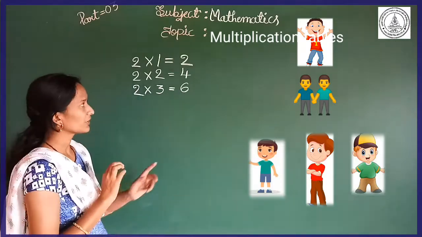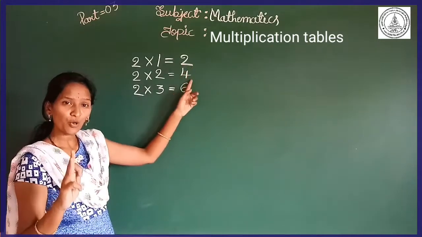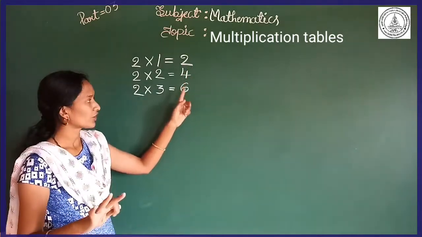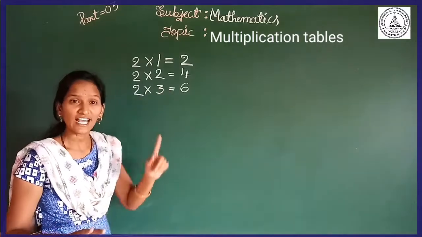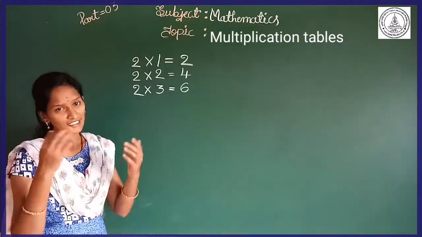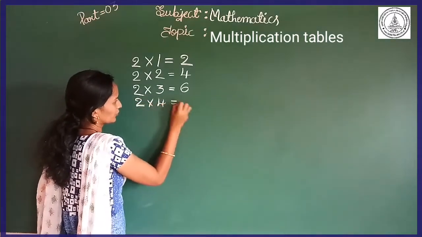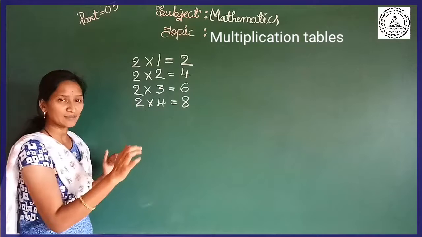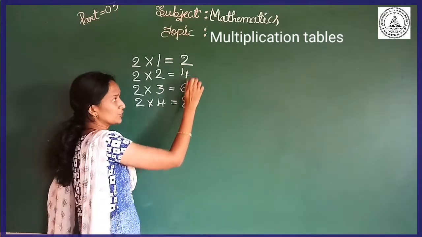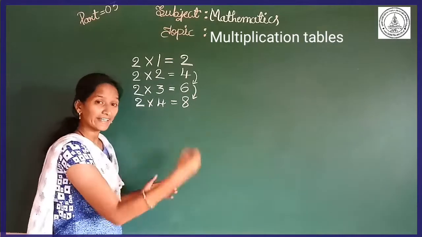Yes, students, look here. For one boy, 2 legs. For 2 boys, 4 legs. For 3 boys, 6 legs. For 4 boys, it is 8. It is very simple. You have to add 2 for every number. Then you will get the next number.